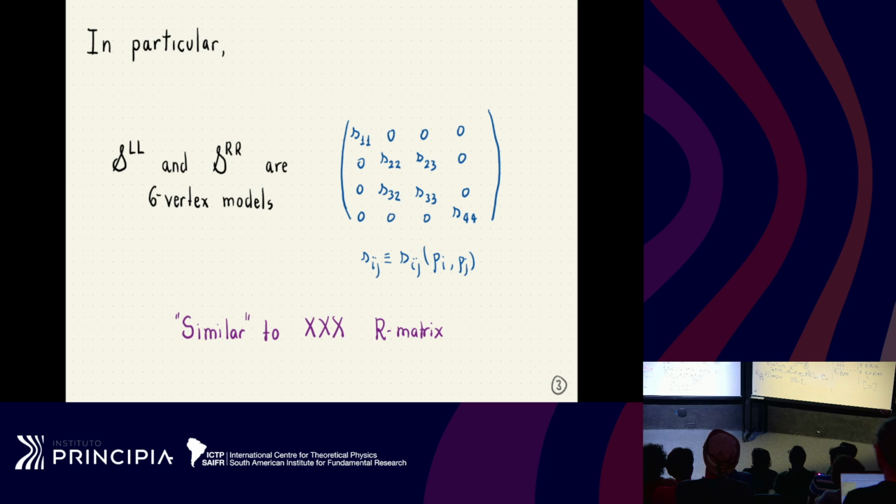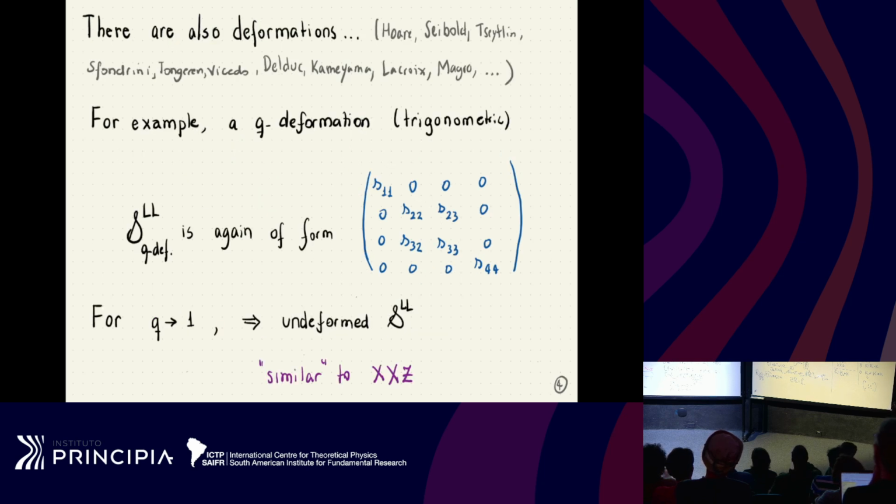In particular, these 4x4 blocks are of six-vertex form in the case of AdS3. And in a sense, they are similar to the XXX R matrix. But there are also deformations of this S matrix, for example a trigonometric deformation, a Q deformation. It's still a six-vertex object, but now you have a deformation parameter. And for this trigonometric case, you also have this decomposition structure, the factorization, the blocks. But in a sense, it's more similar to XXZ.